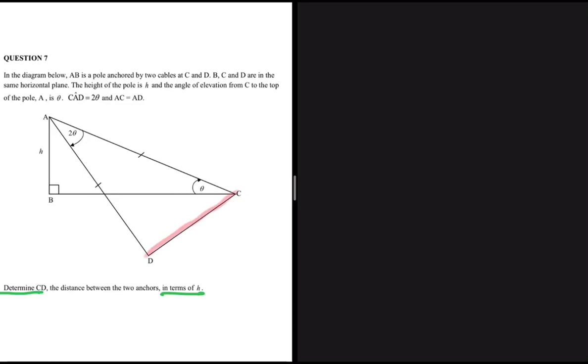And then apart from CD, we have an angle 2 theta here, which I just highlighted, right? And then we are told that AC and AD are equal to each other, right? So this angle here should be equal to this angle. So let's go ahead and calculate those angles. So we're saying that in triangle ADC, we have 2 theta plus angle ADC plus angle ACD being equal to 180 degrees.